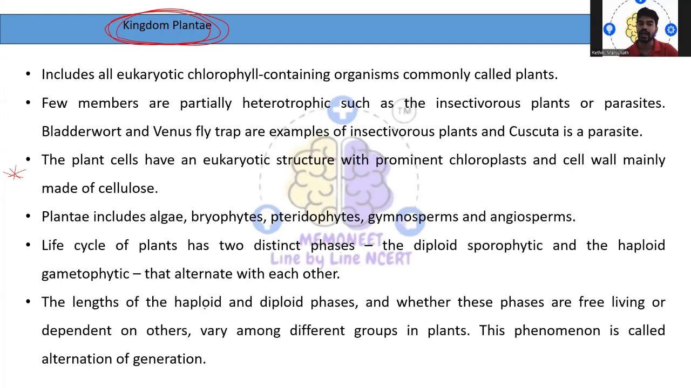The length of the haploid and diploid phases, going from the diploid sporophyte to the haploid gametophyte, and whether these phases are free living or dependent on others, varies among different groups of plants. This phenomenon is called alternation of generation, which is again very important, and I will explain it in depth in the plant kingdom.